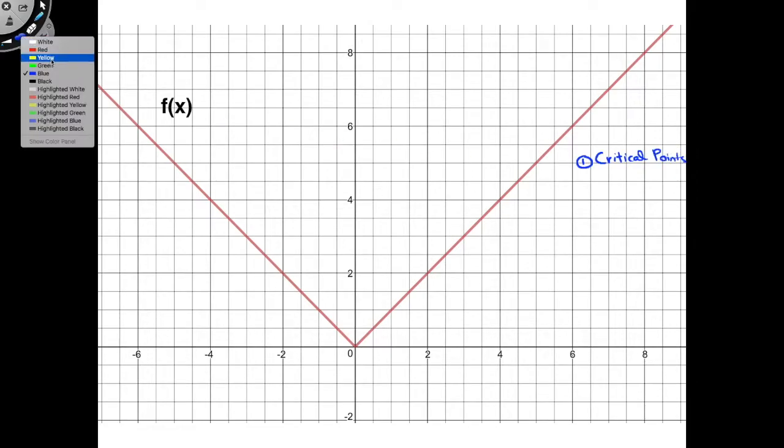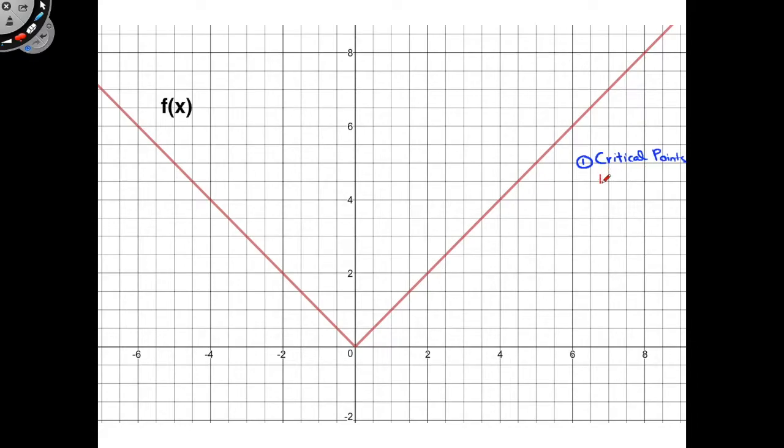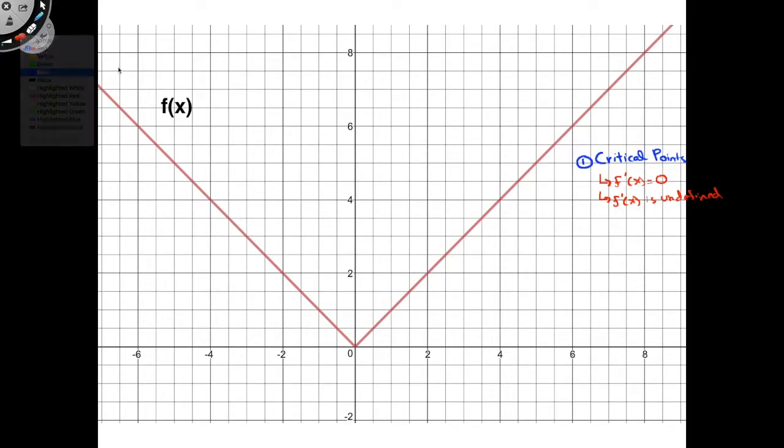Now I'm going to add an important point here. This could be two things. I forgot to mention this in the previous example. It could be where f prime of x equals 0, or it could be where f prime of x is undefined. I didn't explicitly state this in the last example, but this is also another definition of a critical point. So let's go ahead and find those.